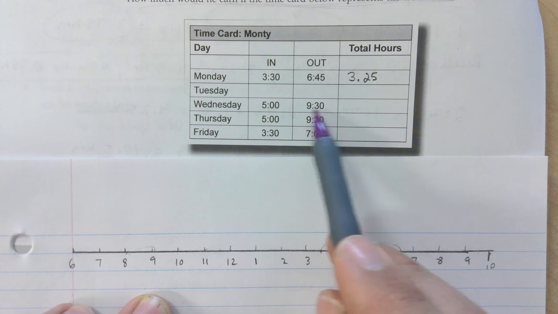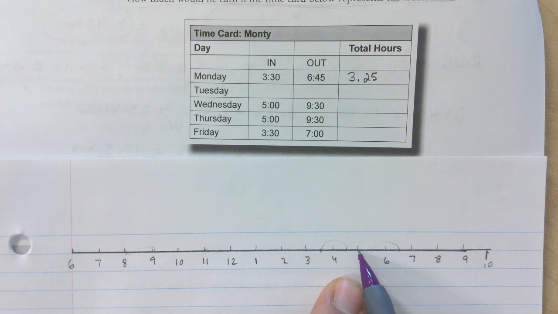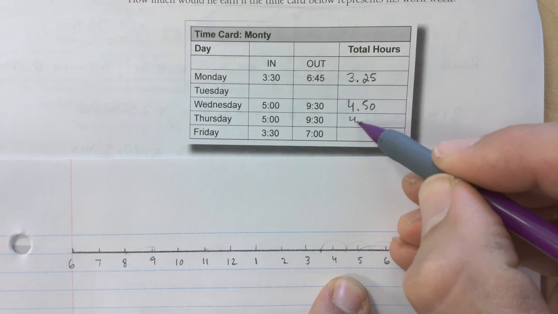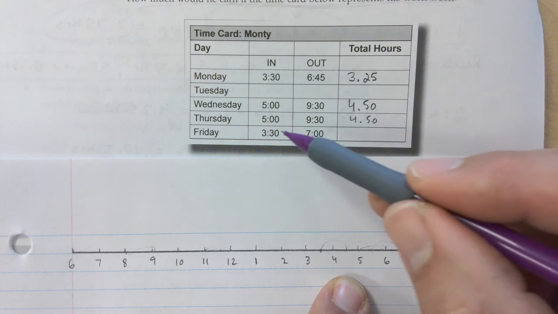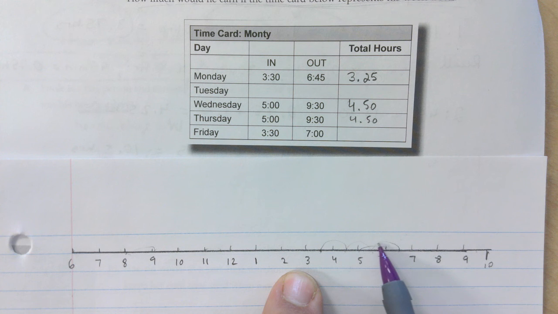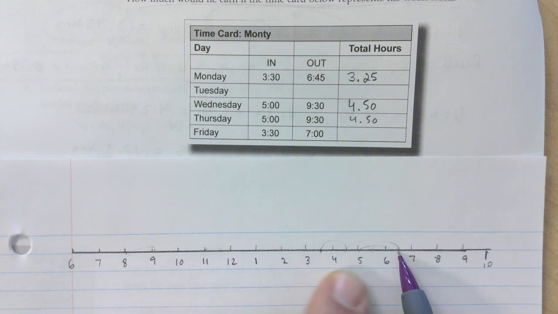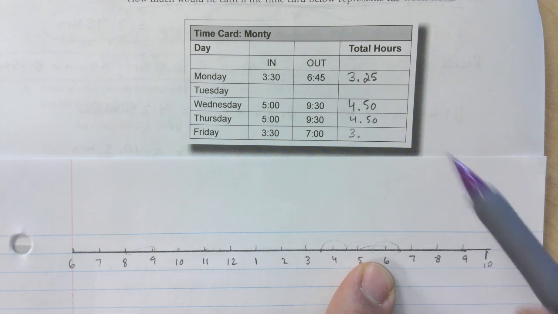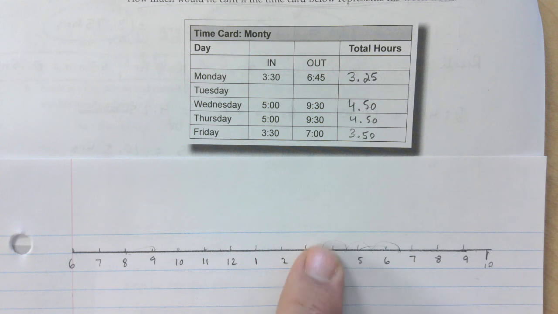Tuesday, nothing. Wednesday, 5 to 9:30. So I go 1, 2, 3, 4 and a half, right? So that should have been pretty easy to do. This is the same as Wednesday. 3:30 to 7. Okay? So 3:30 is right here again. So I go 1, 2, 3. So that gets me 3 full hours. And then it's another half hour to 7. So that's how you do that.